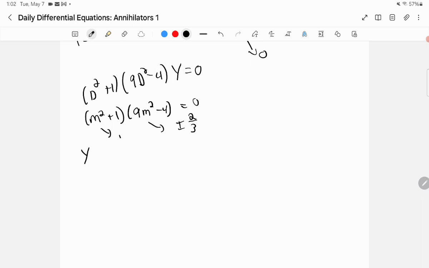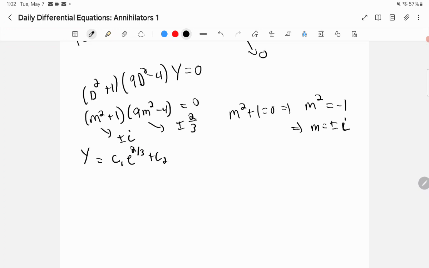And this one gives me plus or minus i, right? m squared equals minus 1, which implies m is equal to plus or minus i, the square root of -1, right? So then what we're going to get for a solution is c1 e to the 2x/3 plus c2 e to the minus 2x/3.